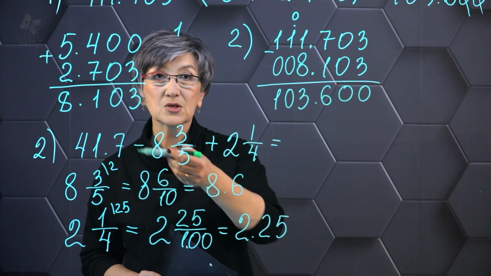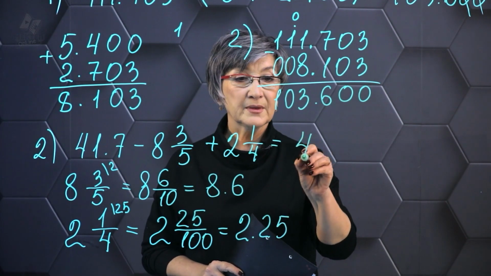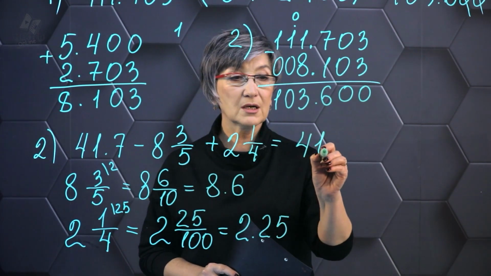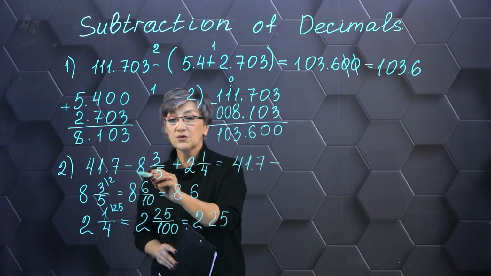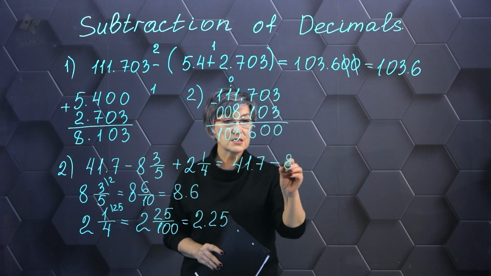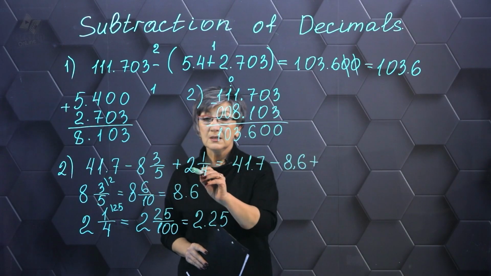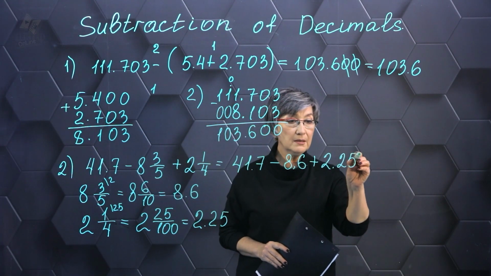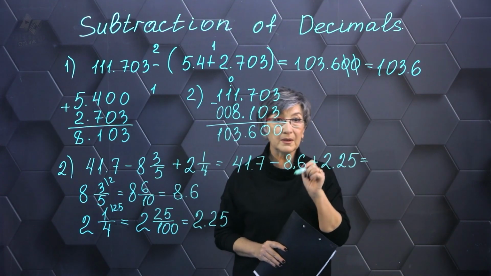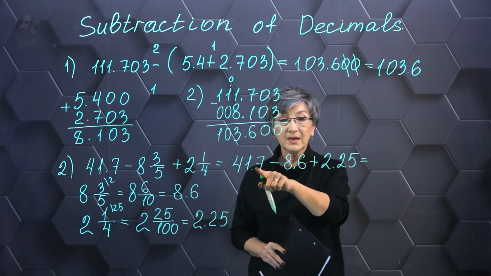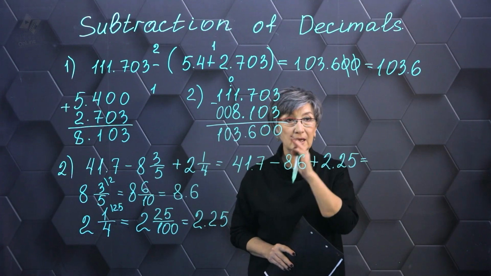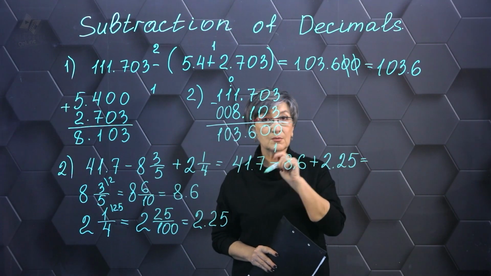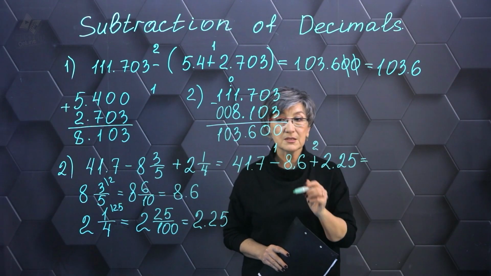Now let's go back to our example and rewrite it. Let's replace the mixed numbers with our decimals. 41.7 tenths minus 8 and 3 fifths is 8.6 tenths, and plus 2 and 1/4 is 2.25 hundredths. And now we're going to perform the actions. Notice that there are no parentheses. So I'm putting the actions in order. That is, subtraction will be the first step and addition will be the second step.